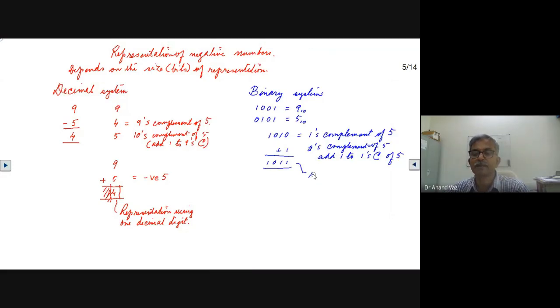So let's say it's a representation of -5 in a bit size of 4. Okay, so you have got -5. So you have got 9. 9 is 1, 0, 0, 1. This is 9. And you have got 1, 0, 1, 1, which is -5.